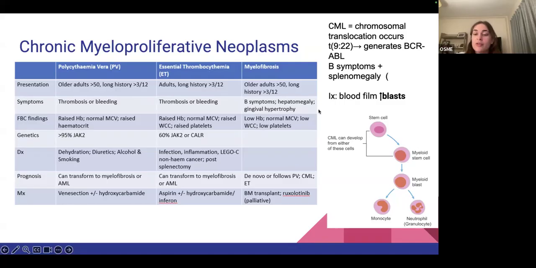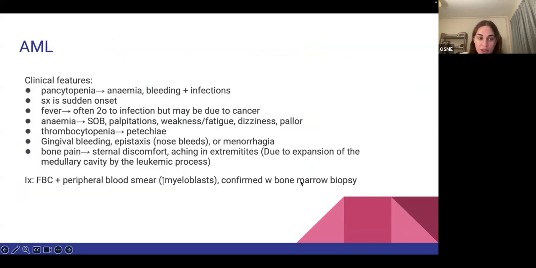So this lower quadrant of your chest abdomen region pain, alongside the B symptoms, and on a blood film you'll see these blasts. So CML can be caused either by the actual original stem cells or the myeloid stem cells themselves, but you won't see blasts, which is different to AML, which is a cancer of the myeloid blasts, and you get pancytopenia, anemia, and infections because you've got a reduction in your red blood cells, your white blood cells, and your platelets. So it's pretty nasty.